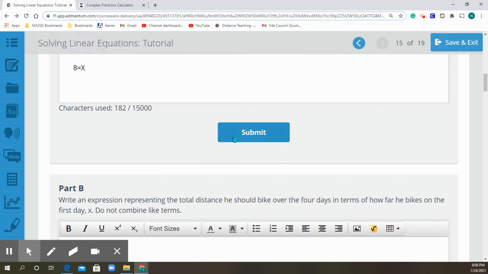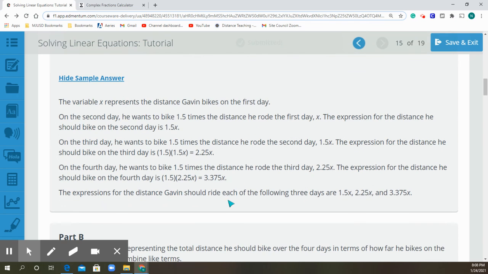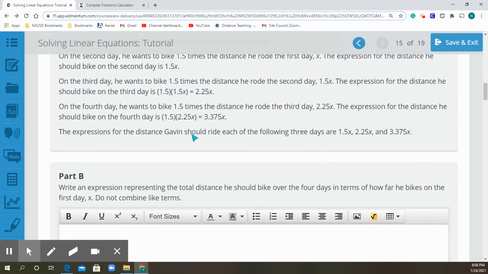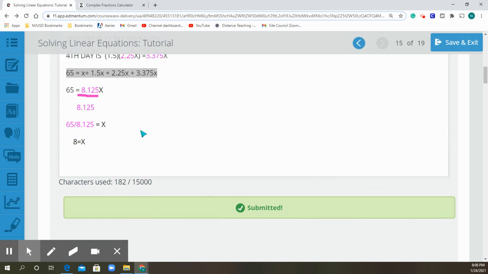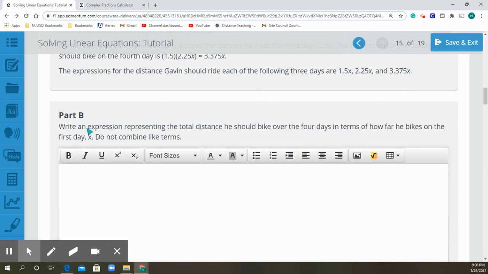That should go. Okay, that's close. Yep. The expression for the distance Gavin should ride each of the following 3 days is 1.5x, 2.25x, and 3.375x. That's what we did up here. Bam. So now write an expression for the total distance he should bike over the 4 days in terms of how far he bikes on the first day.